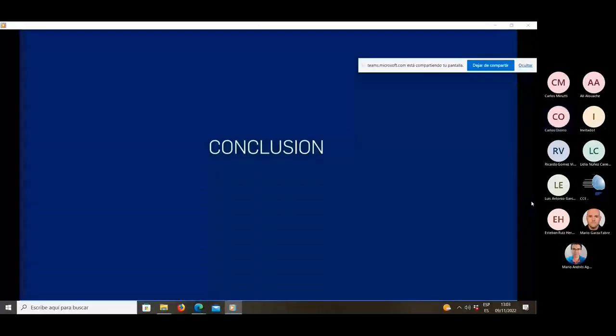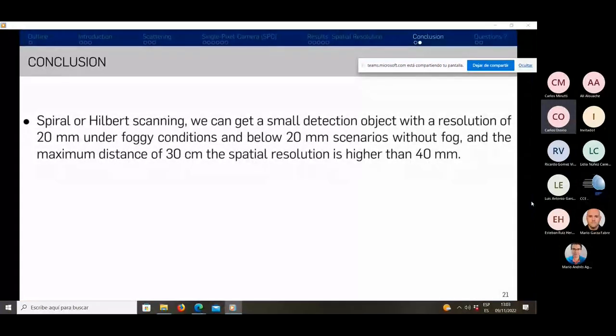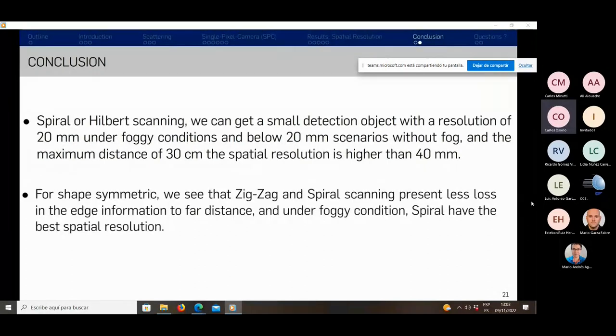Conclusion. With spiral or fiber scan, we can get small detection of lines with a resolution of 20 millimeters under fluid condition and below 20 millimeters in the scenario without fluid, and at the maximum distance of 30 centimeters, the spatial resolution is higher than 14 millimeters. The change is symmetrical: we see that zigzag and raster scanning present a loss of information at far distance, and under fluid condition, raster has the best spatial resolution.